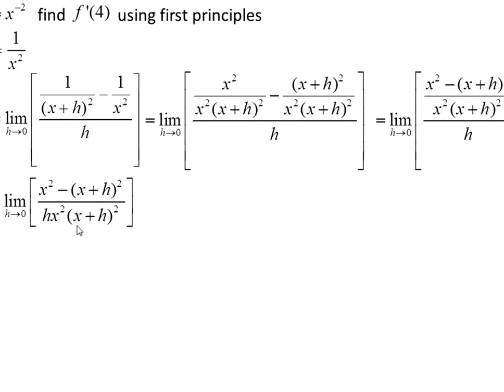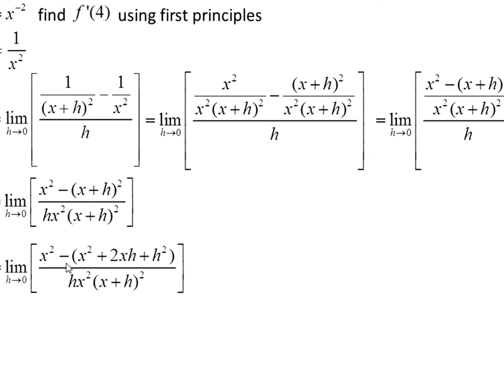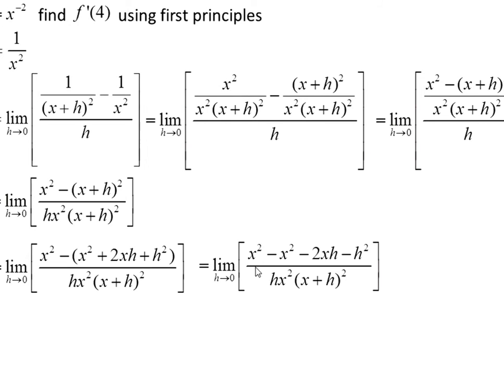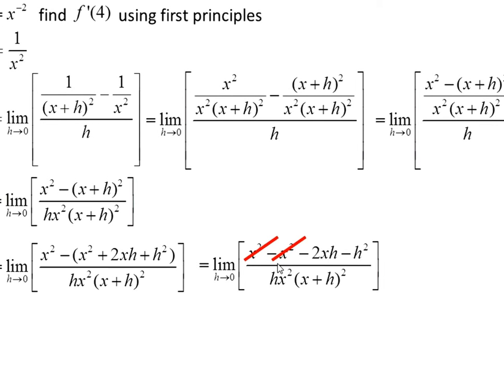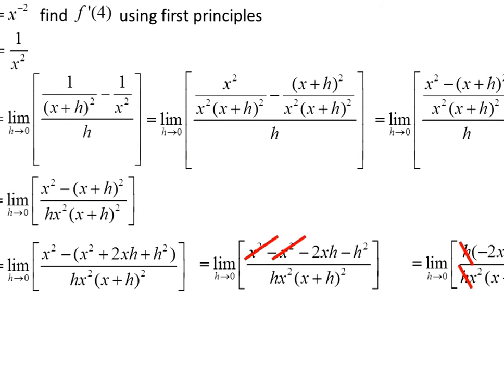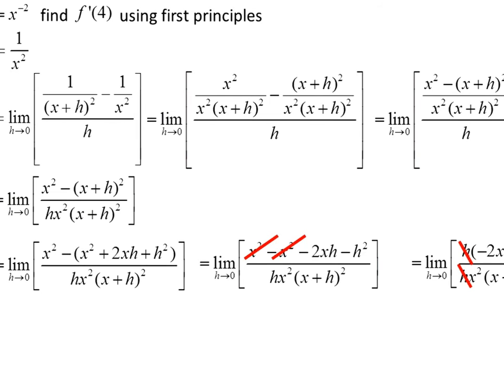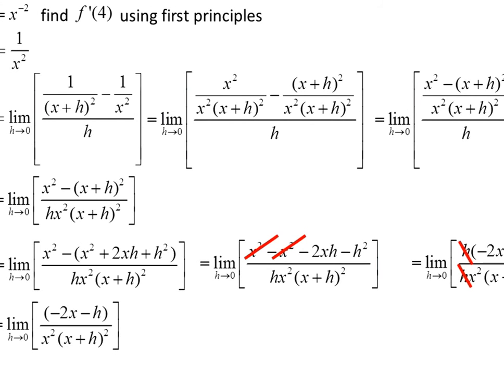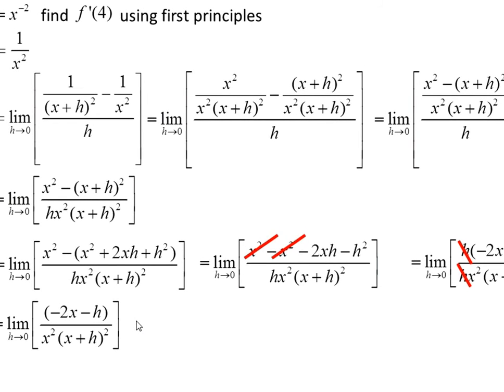Don't touch the brackets on the bottom line, only the top line. We expand those brackets, multiply through by the minus 1 here, cancel out plus x squared and minus x squared. We then are able to take h out as a common factor from the remaining terms, cancel that out on the top and the bottom line. We now have a situation where we can substitute in h equals 0 without giving ourselves a division by 0 situation into this final equation here.